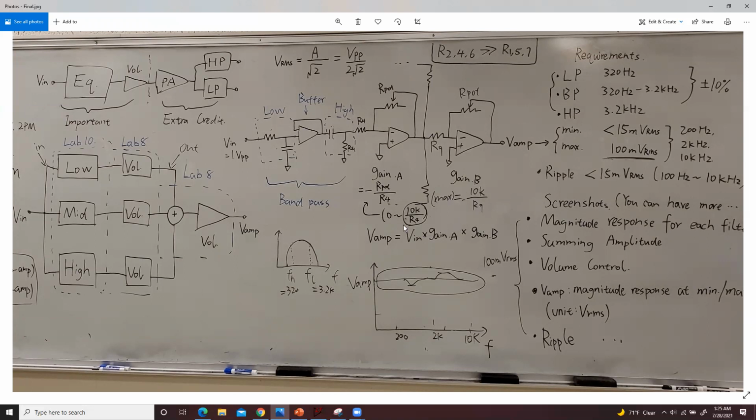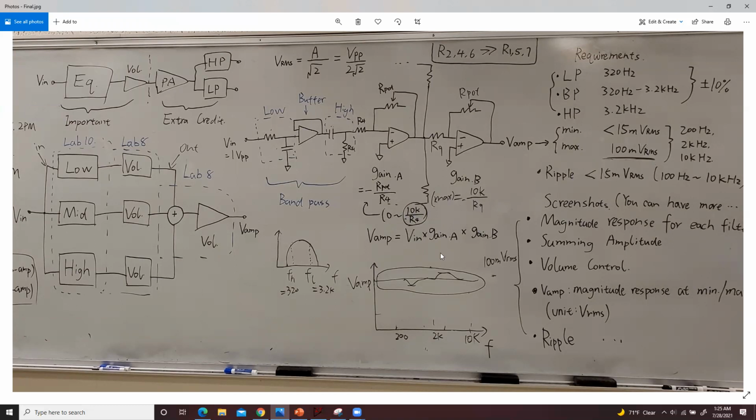Then you're going to plug those equations back to here, and then you can calculate the R4 and R9. And remember, this is the condition when all the potentiometers are at maximum. So in that case, you just plug in 10K.